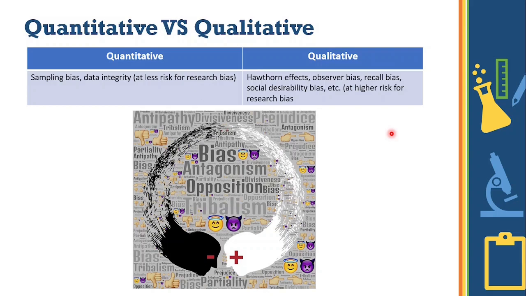But with qualitative research, you're at higher risk of bias, because it's mostly the researcher's job to gather the data, to study the data, and to introduce conclusions to the data. So therefore, the qualitative method is at higher risk for bias than quantitative.